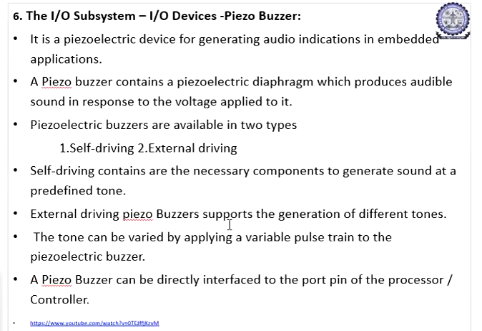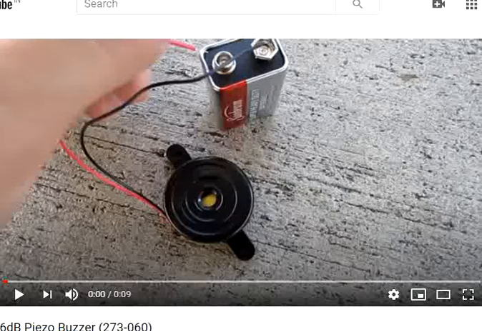External driving piezo buzzers are where various different tones can be given, so that it will generate those sounds. That depends on the variable pulses given to the electric buzzer; according to that it will generate predefined tones, or different kinds of tones. Now we will see with an example. See, this is an example of a piezo buzzer.